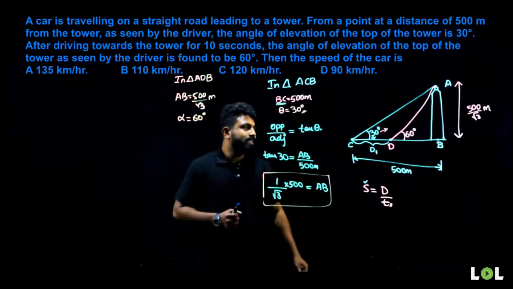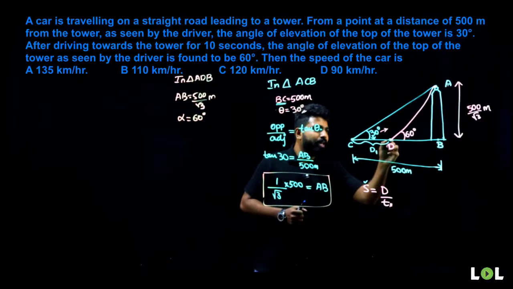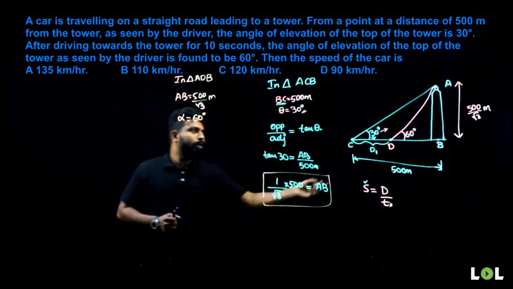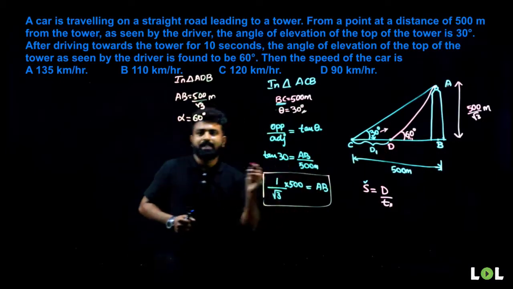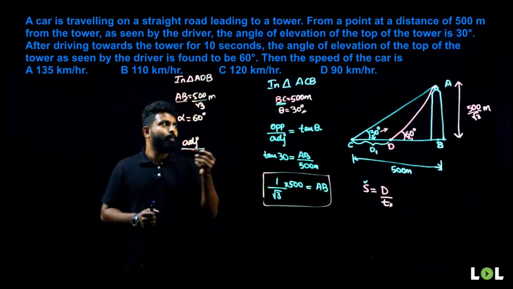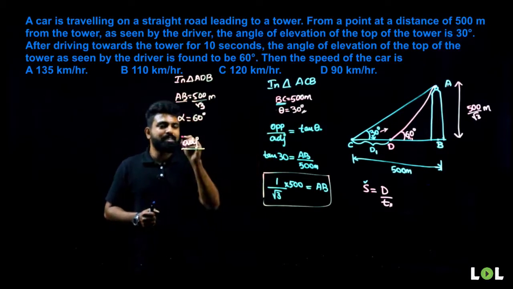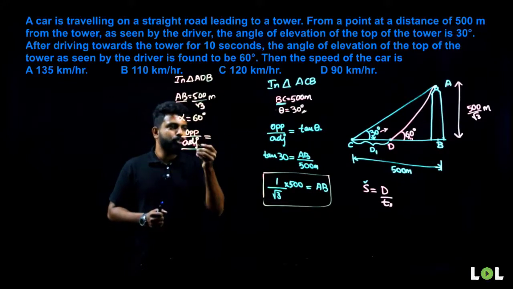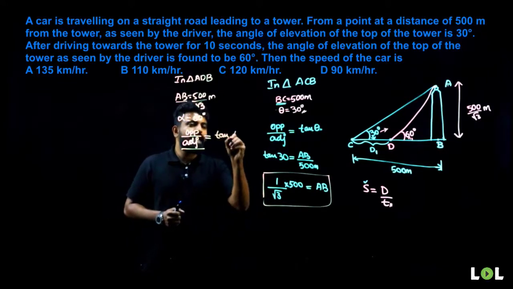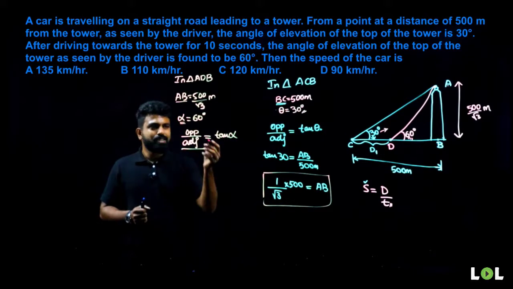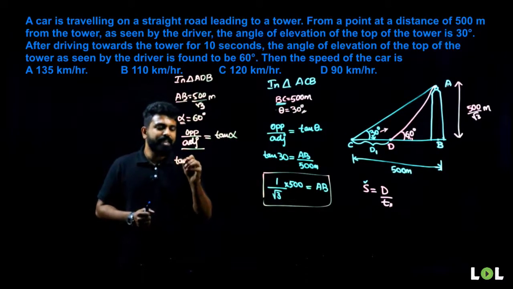Now, what is the thing that we need to find out? We need to find out BD. So what will be BD? BD with respect to 60 degrees is nothing but the adjacent side. What is the thing that we know? We know the value of AB. The value of AB is nothing but the opposite side with respect to 60 degrees. So opposite by adjacent. Once again, what is opposite by adjacent? It is tan alpha in this case, because we are considering it as alpha. So what is the value of tan alpha? It is tan 60 degrees.